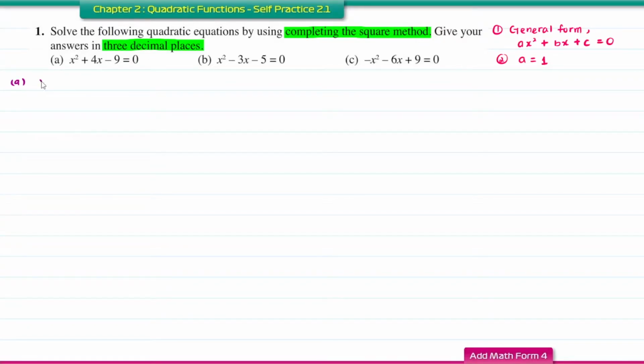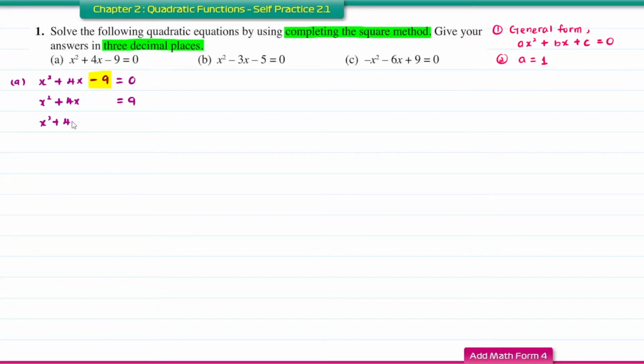So look at question A. x squared plus 4x minus 9 equal to 0. So this equation is written in general form and the a is equal to 1. Therefore, we can start solving this question. So first, we're going to move this c to the other side. It becomes a positive 9.